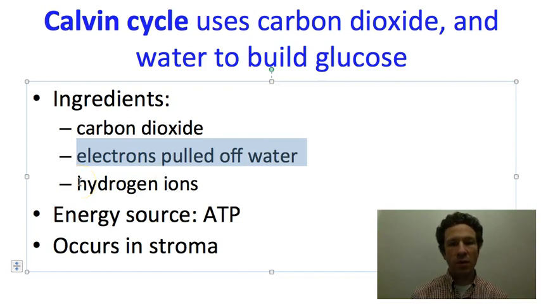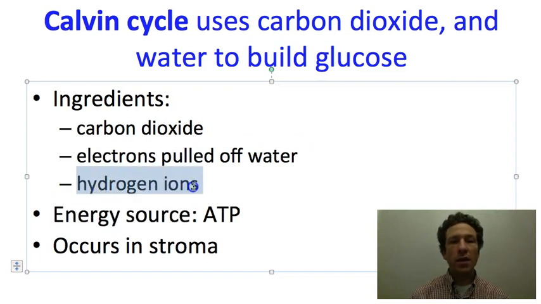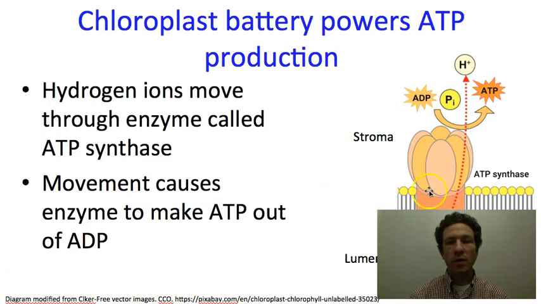And then we said they were eventually stored on a temporary storage, which was NADP, and then that was sent out to the stroma. Here it is now. NADP drops off those electrons, and they are added on. There are hydrogen ions in the stroma, and those are also used in the process of making glucose. The energy source for this entire process is the ATP that we just saw be made when those hydrogen ions left the lumen and came out to the stroma.